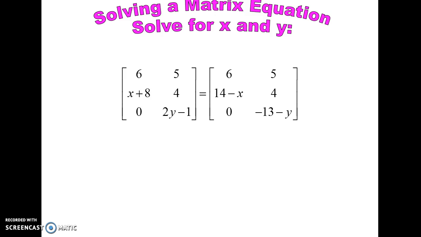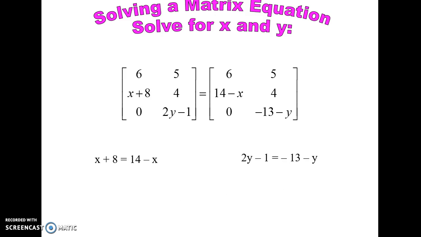Because x plus 8 and 14 minus x, they're in the same exact locations, just in two separate matrices. And since the matrices are equal, x plus 8 must equal 14 minus x. And the same thing is going to be true with our y's. If you look in the very last spot, the third row, second column in each matrix, because these matrices are equal, 2y minus 1 is going to equal negative 13 minus y.